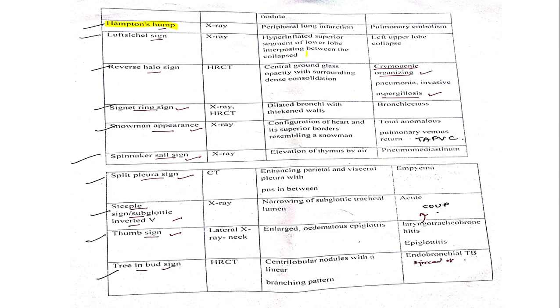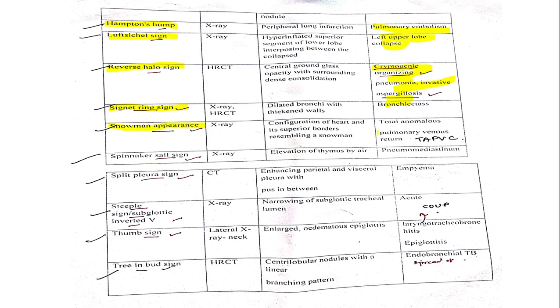Hampton's hump on X-ray is seen in pulmonary embolism. Luftsichel sign on X-ray is seen in left upper lobe collapse. It is due to hyperinflated superior segment of the lower lobe interposing between the collapsed lobe and the mediastinum. Reverse halo sign on HRCT is seen in cryptogenic organizing pneumonia and invasive aspergillosis. Signet ring sign is seen in bronchiectasis.